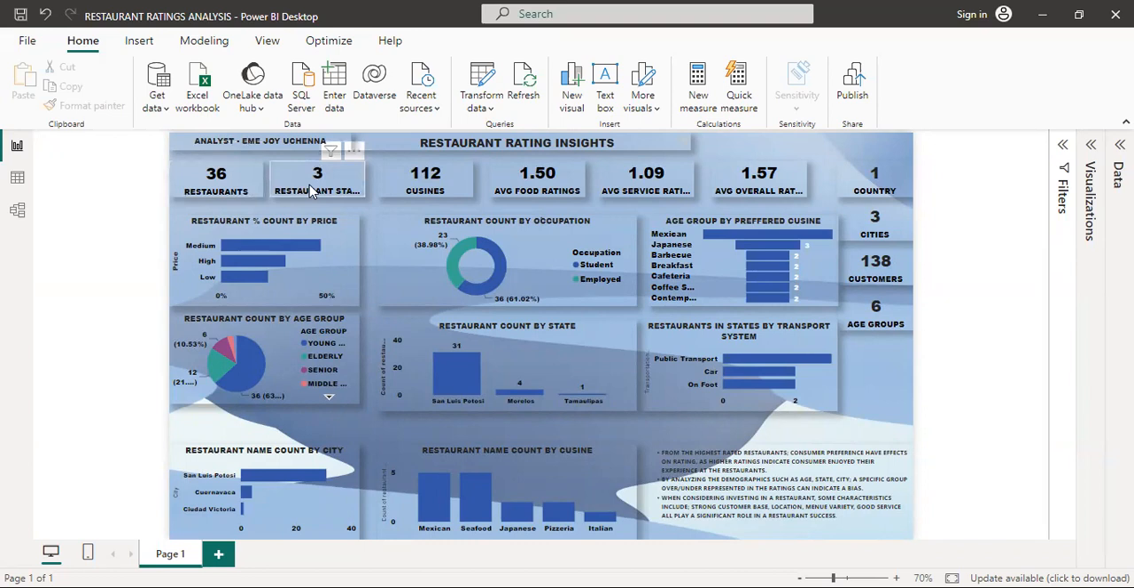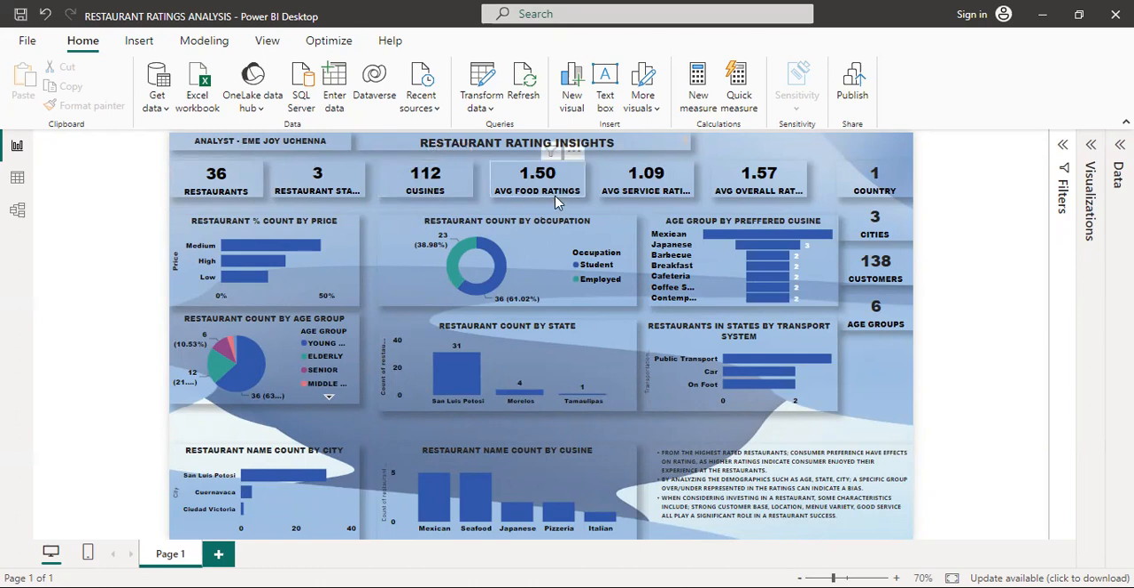Restaurant by state, 3. By calculating this KPI, I was able to determine the number of unique states represented in this restaurant data. It helps identify the geographical distribution of restaurants. Cuisines, 112. This KPI reveals the variety of cuisines offered by restaurants in this data set. It allows you to explore the popularity of different types of cuisine and their impact on rating.